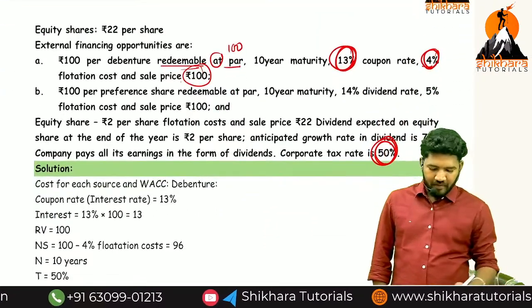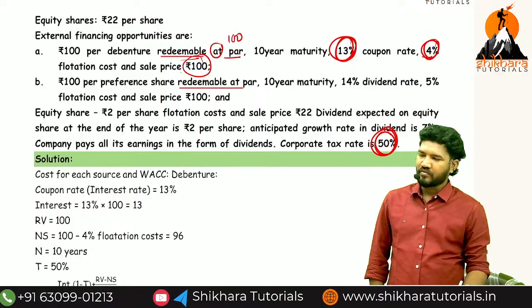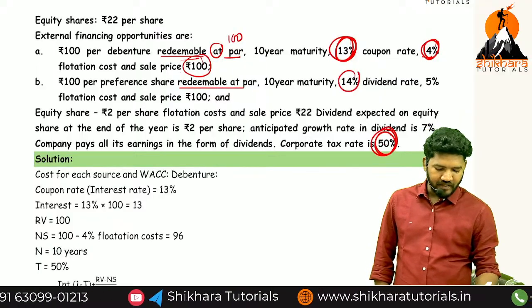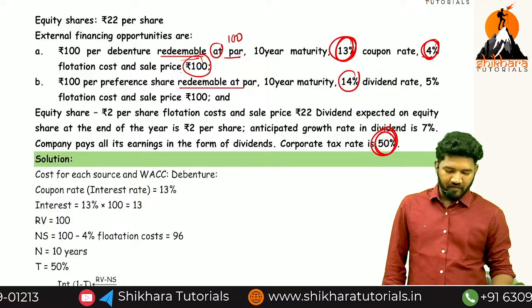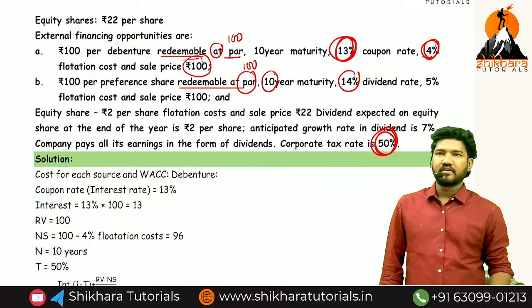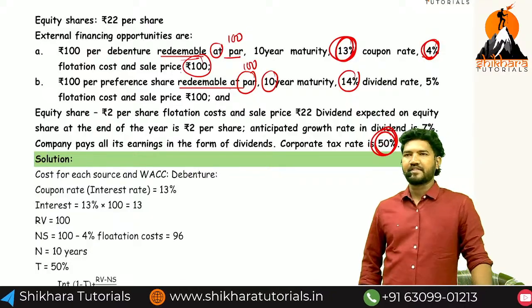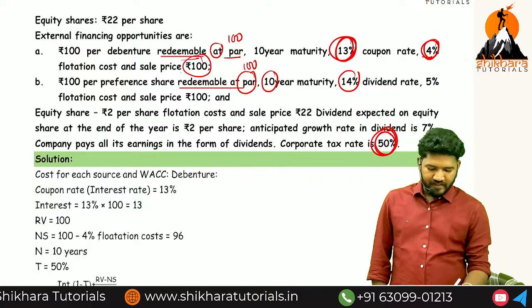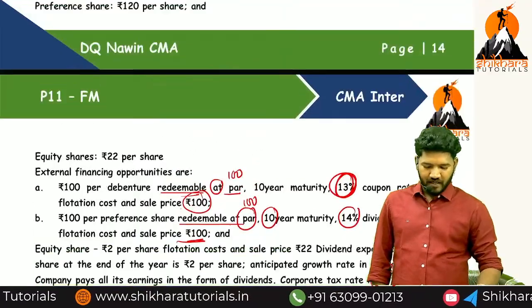When it comes to the preference shares, this also is redeemable only. I want the preference dividend percentage: 14%. Next, I want the repayment value. Repayment at par, 100 rupees only. Number of years: 10. What about the net proceeds or market price? They said 5% of the sale price is a flotation cost. Market price is there.